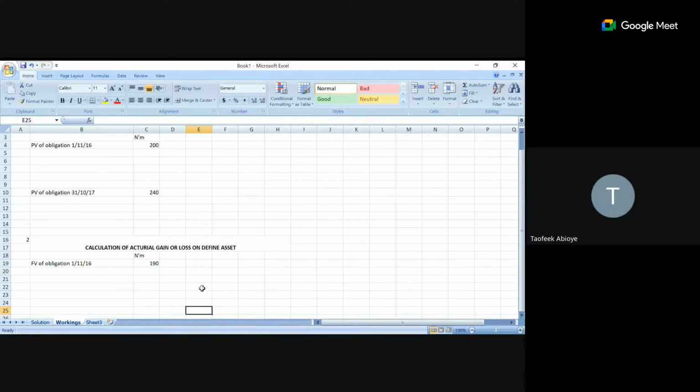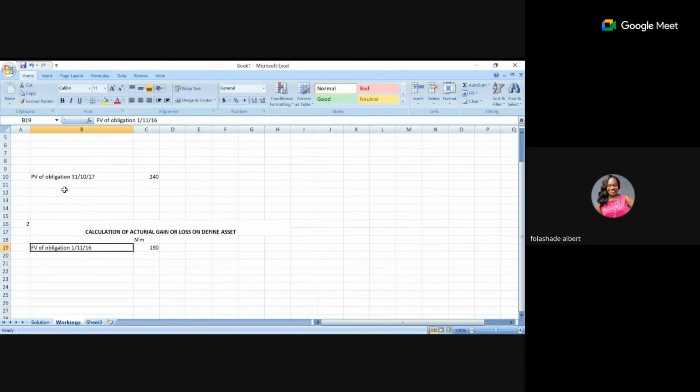Now, as at 31st, closing, how much is it? 225. Okay, 225. Please, let's remember this one is fair value. It's plan asset, not obligation. Fair value of plan assets. So this one too is plan asset.